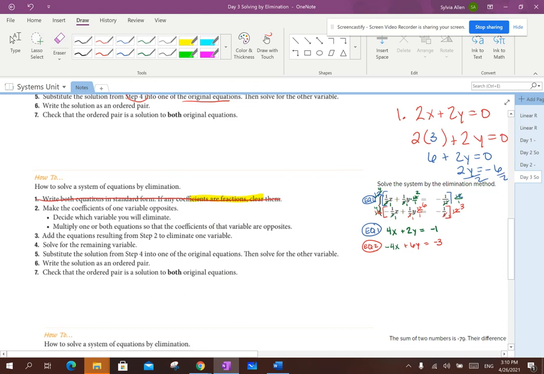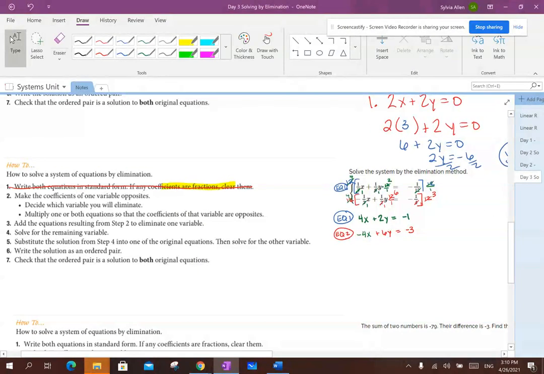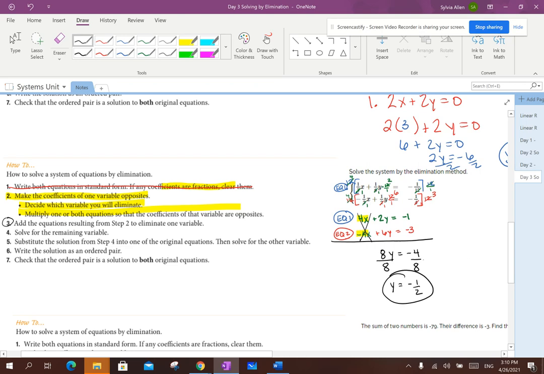Now it says, are there any opposites? Well, I luck out because I see that 4x and negative 4x are opposites, which means I'm done with step 2. So I am supposed to now add the equations together, which means these x's cancel. I get 8y is equal to negative 4. Divide by 8, and I get y is equal to negative 1/2. I need to be able to reduce that. So I just did step 3 and step 4.